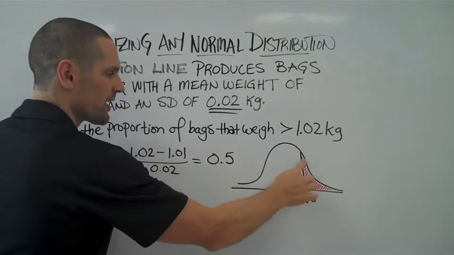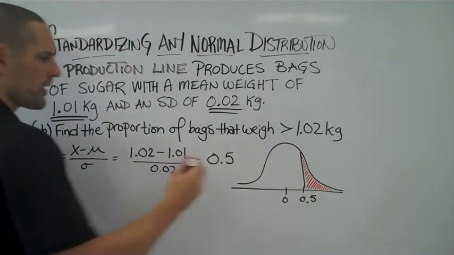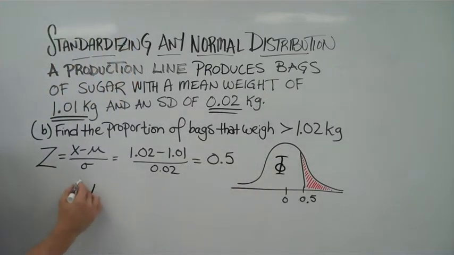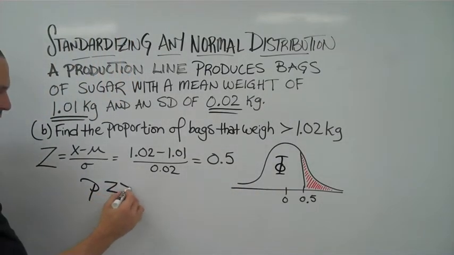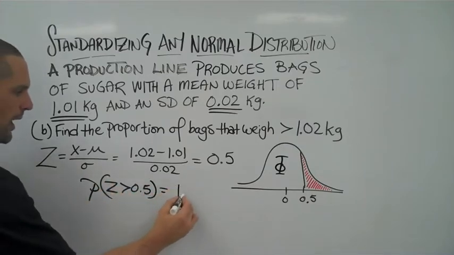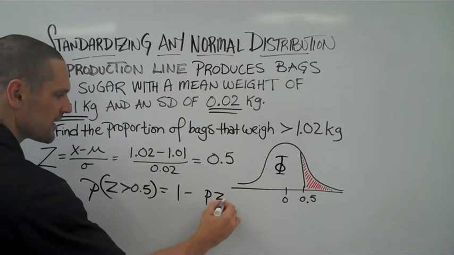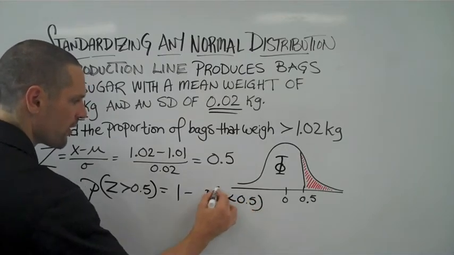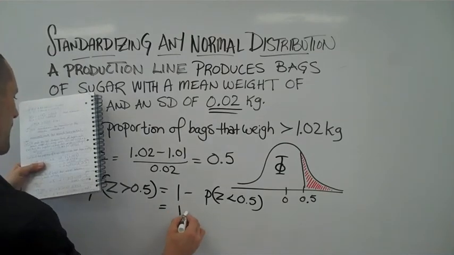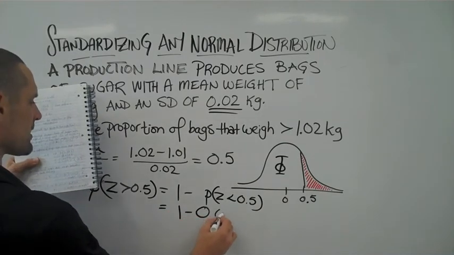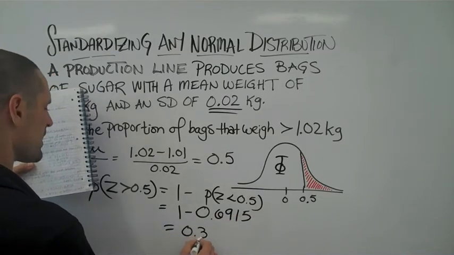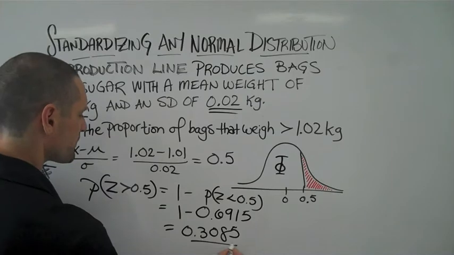I want to know the proportion of bags that are heavier than that. This is my area here. Well, if this is given on your charts, you're going to have to find the probability that z is greater than 0.5, which is equal to 1 minus the probability that z is less than 0.5. When you look that up on your chart, you find that this is equal to 1 minus 0.6915, which is equal to 0.3085.